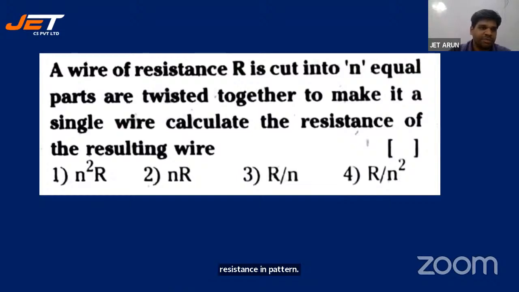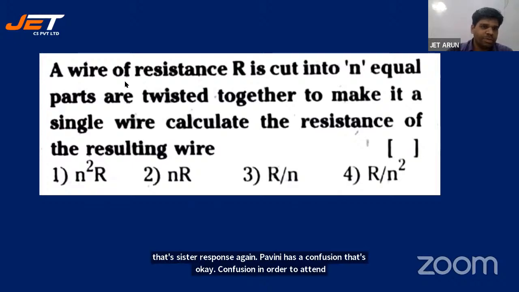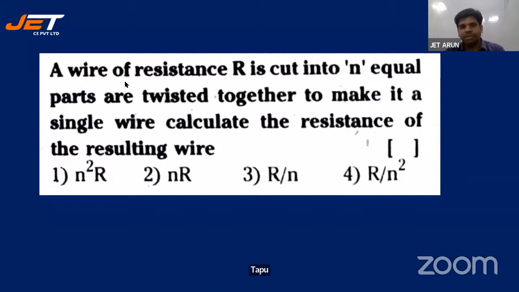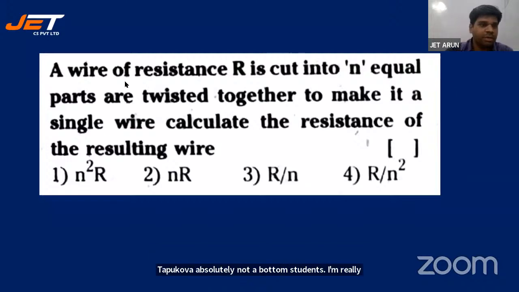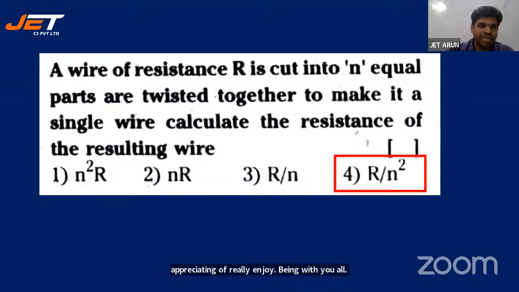Okay, consistent response again. Pavani has a confusion, that's okay. Confusion in the attempt is appreciable. Absolutely not a problem, students. I'm really appreciating, I'm really enjoying being with you all. All right, let's look at the key. The key is R by N squared, students. Four is absolutely right.